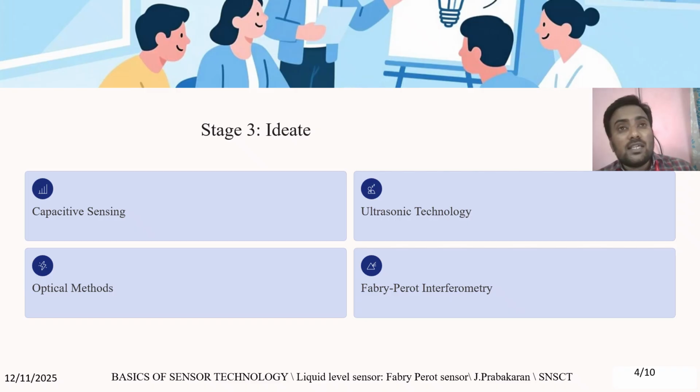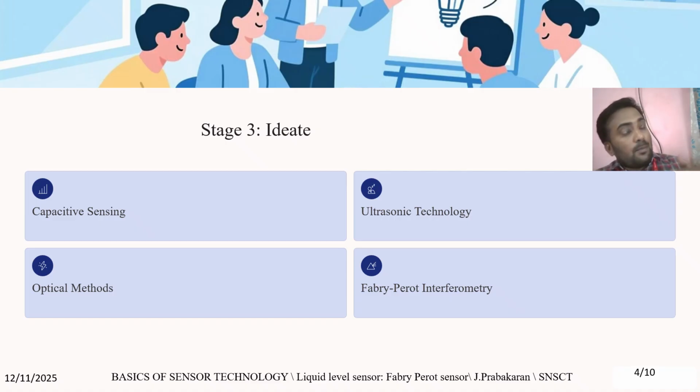The third stage of design thinking is the ideate stage. In this stage, we conduct a brainstorming session to generate innovative solutions. This stage encourages creativity and divergent thinking to explore multiple solution approaches before selecting the most promising one. We can consider several sensing technologies.